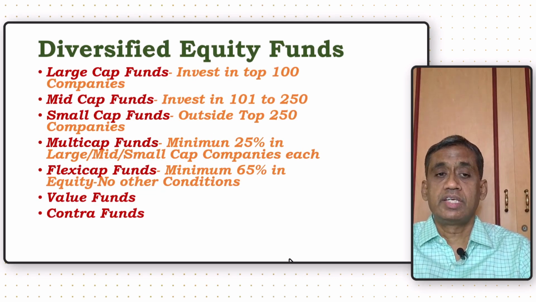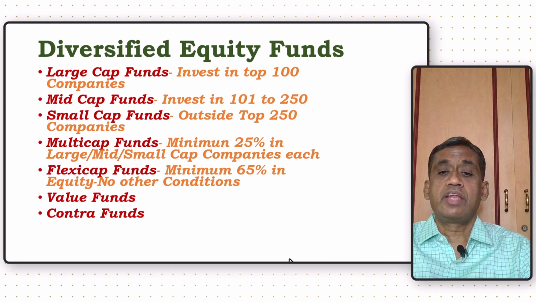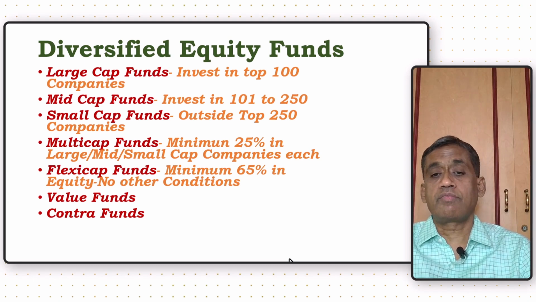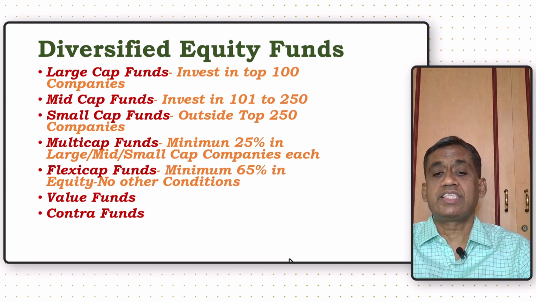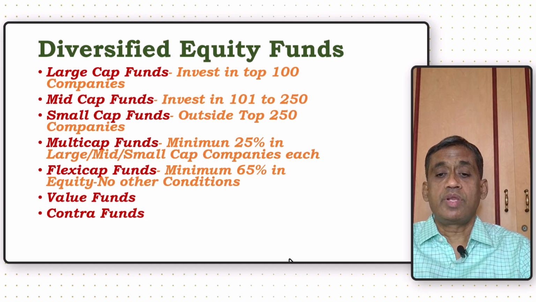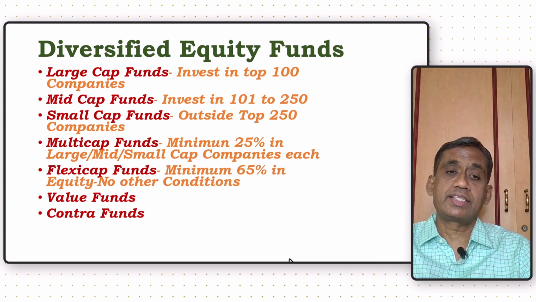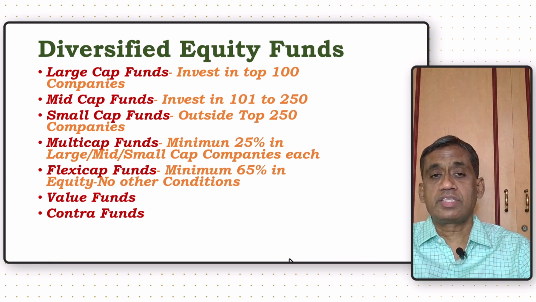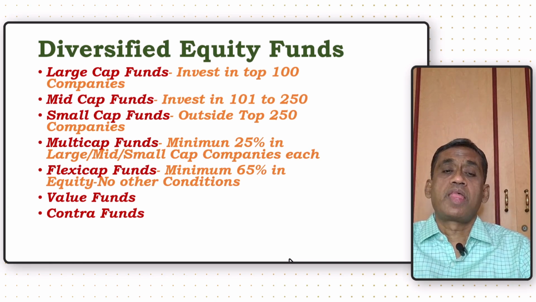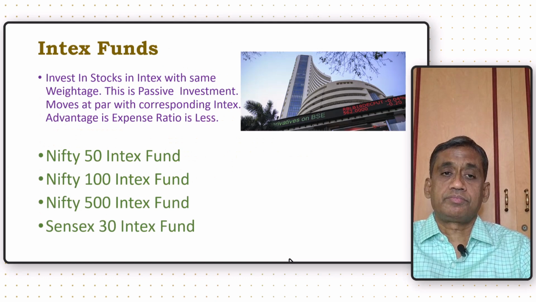Diversified equity funds. Large cap funds invest in the top 100 companies. Mid cap funds invest in companies ranked 100 to 250. Small cap funds invest in companies beyond the top 250. Multi-cap funds must invest a minimum of 25% each in large cap, mid cap and small cap. Flexi-cap funds invest a minimum of 60% in equity, with no other conditions. There are some other funds, value funds and contra funds, which are built on value stocks.